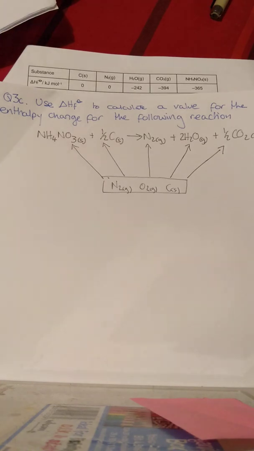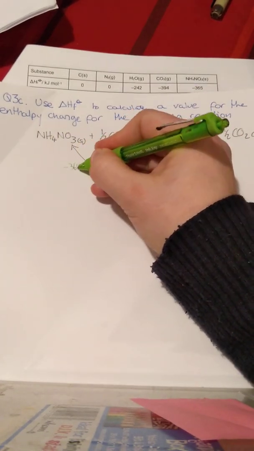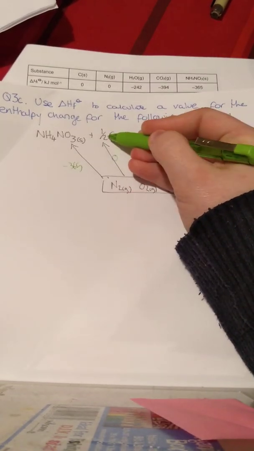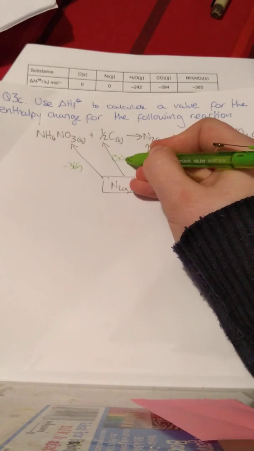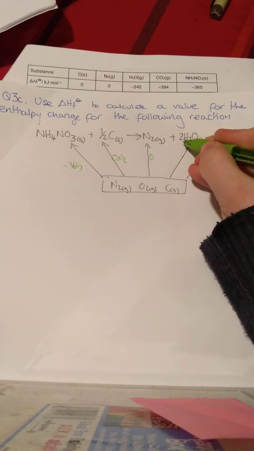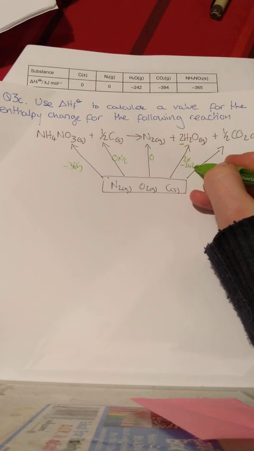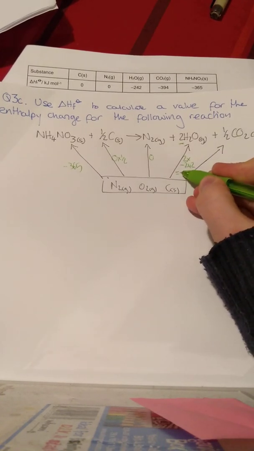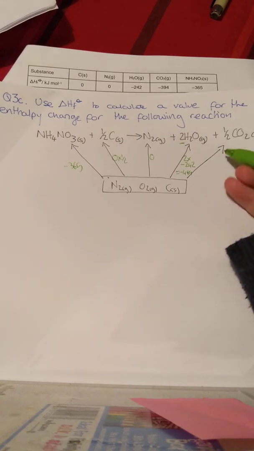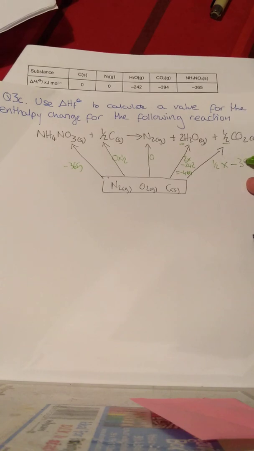So let's put some numbers in that we know from the table we're given. The formation energy for this one is minus 365. I've only got 1 mole of it. For the carbon, it's going to be 0. Times it by half, that's going to make no difference. For the nitrogen, again, that's going to be 0. For the water, because we've got 2 there, it's going to be 2 times minus 242, which equals minus 484, and then we've got to have half, because of that number, times minus 394.